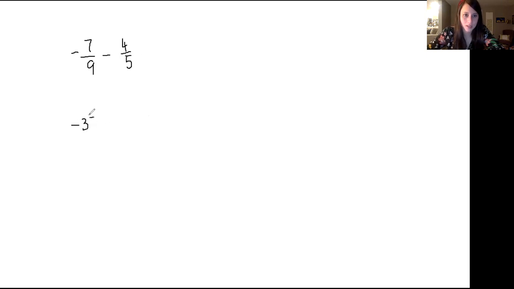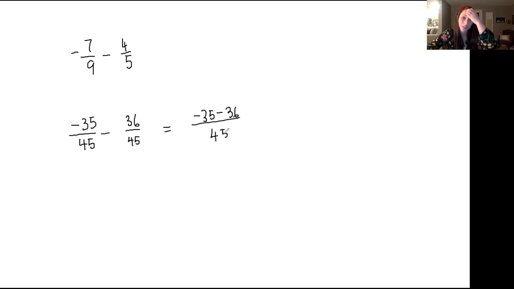So this becomes negative 35 out of 45 minus 36 out of 45. Okay, because I'm multiplying everything here by 9. And so if I just simplify this to what I have in my numerator and then keep my denominator the same, what I've done before, then what I have here is negative 35 minus 36, but I'm going to add the opposite, and that becomes negative 71. Big number. Negative 71 out of 45.